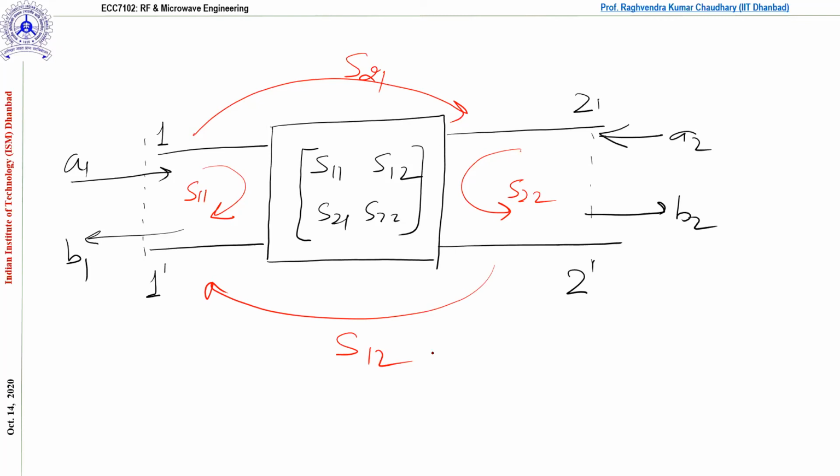Correct? So almost these things you will see in any active and passive devices in a microwave. And we are supposed to measure these parameters, and by using these parameters you can extract some other information about the devices. We'll let you know these things.